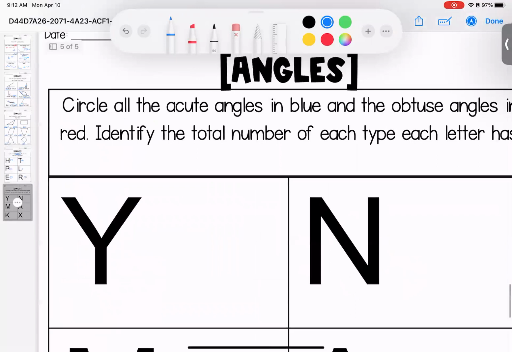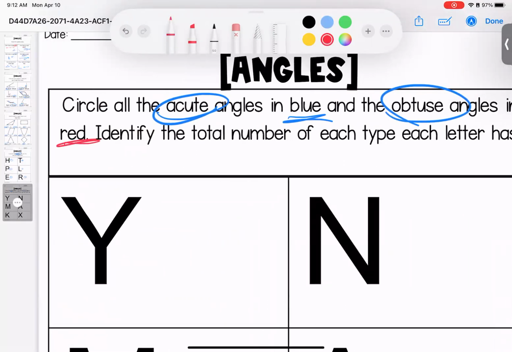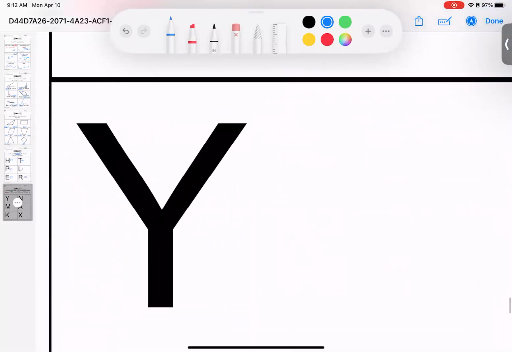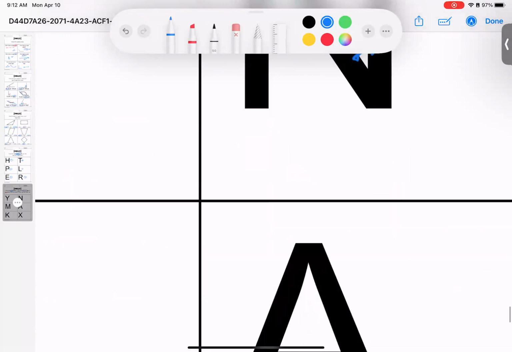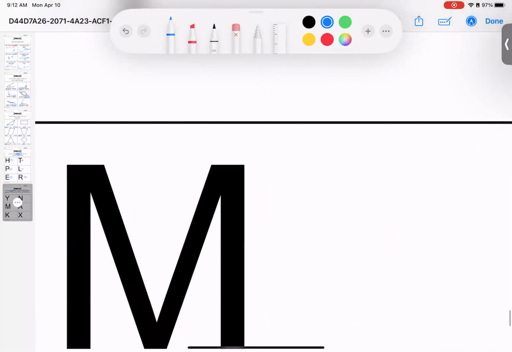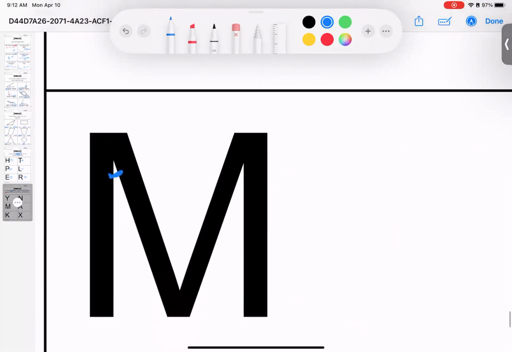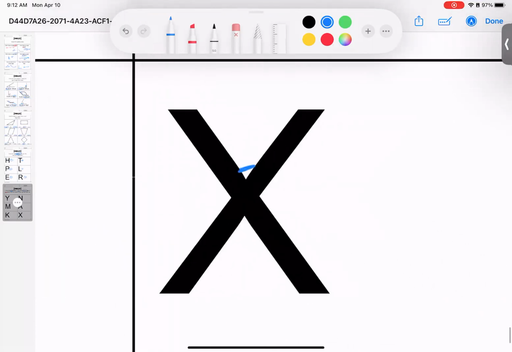All right, looking more at our alphabet, but this time I wanted acute angles and obtuse. Acute is going to be in blue and obtuse is going to be in red. So let's start with our cuties. We have an acute angle right there. We have an acute angle right there and right there. We have acute angles here, here, and here. We have acute angles here and here. And then we have acute angles here and here.